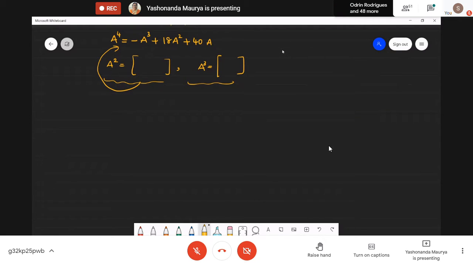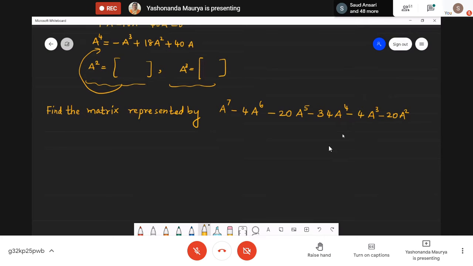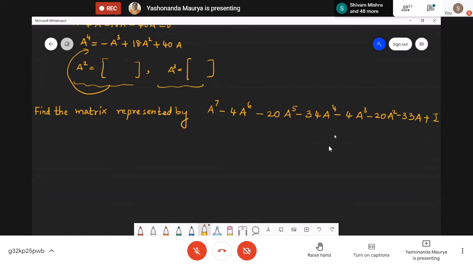Find the matrix represented by A raised to 7 minus 4A raised to 6 minus 20A raised to 5 minus 34A raised to 4 minus 4A cube minus 20A square minus 33A plus I, where A is equal to [1 4 1; 3 2 2; 7 3 1].